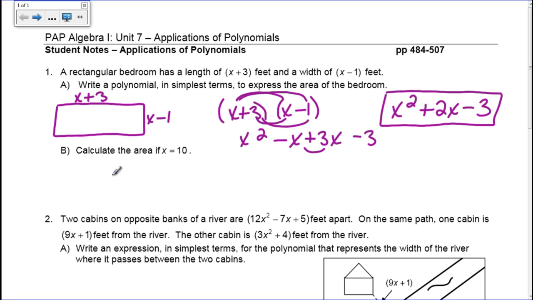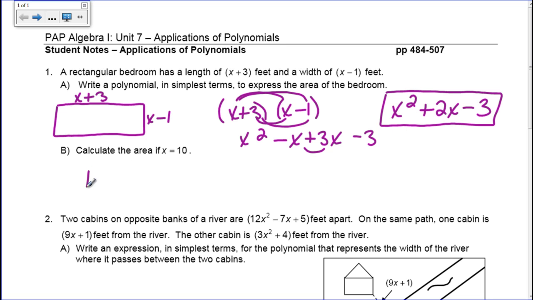Now, to calculate the area, you got a couple of options here. And y'all are pretty good at this. Anytime I've seen y'all have to do a problem like this, I've seen y'all just take the 10, plug it into here, and do the math. That's great. You can also take the 10, plug it into this polynomial you just made, and find out the area. I'm going to do that. But if you want to plug it into here and then do length times width, go for it. I don't care. Same thing.